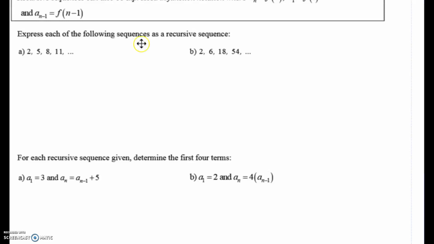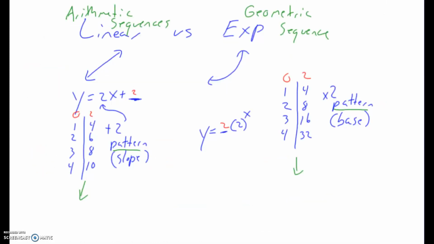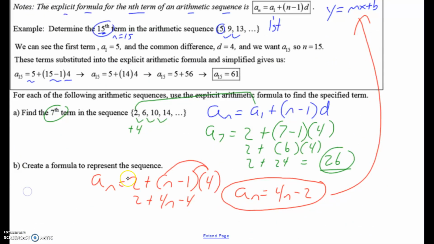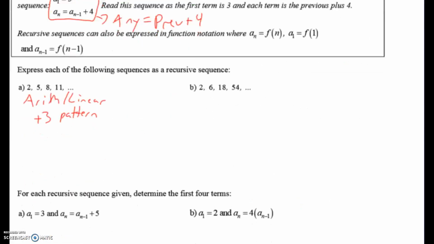So we want to express the following sequences as recursive sequences. Look at A: 2, 5, 8, 11, and I can tell this is an arithmetic sequence, a linear pattern. It is a +3 pattern. So I could express it as an arithmetic sequence, and I could create my a sub n formula like we did 2 videos ago. We plug it in and get a little formula. So we can do that. But that's not what they're asking us to do. That's an explicit formula. Here we're doing a recursive formula.